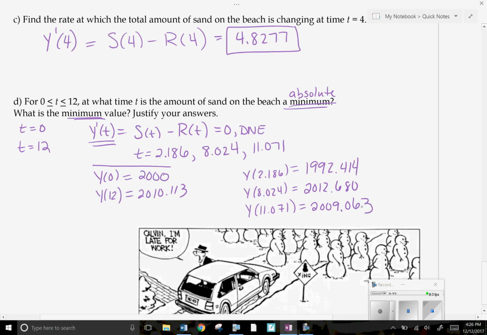Where is the absolute minimum? Right here. When does it happen? At 2.186. So there's t. There's the min. Okay, so we're done.